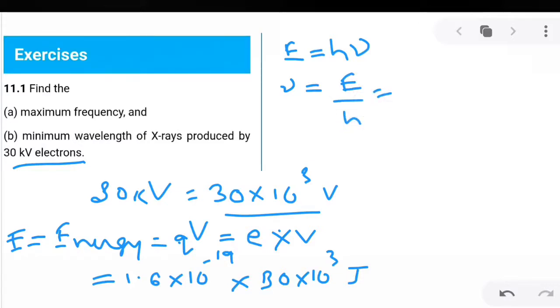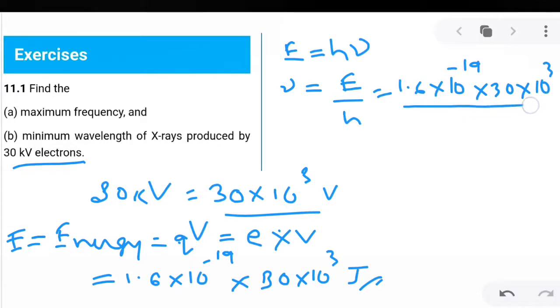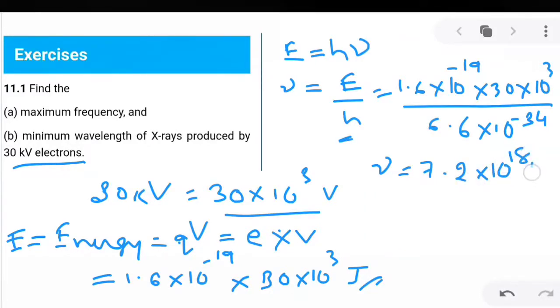Where E is this quantity, 1.6 into 10 power minus 19 into 30 into 10 power 3, divided by Planck's constant, that is 6.6 into 10 power minus 34. Now on simplification this gives nu is equal to 7.2 into 10 power 18 hertz. So this is the maximum frequency.